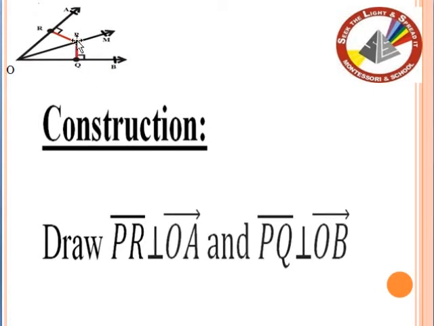We have drawn a perpendicular from this point P on this ray OB and a perpendicular from this point P on this ray OA. So we will write: draw PR perpendicular on ray OA and PQ perpendicular on ray OB. This bar shows that PR is a line segment and this ray shows that OA is a ray.